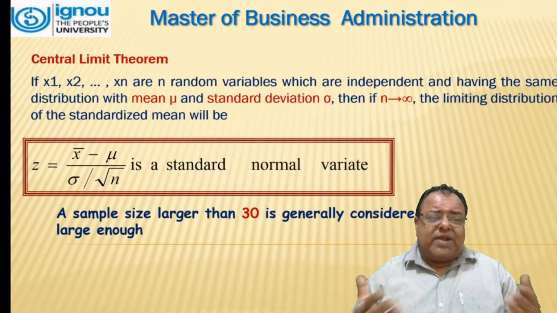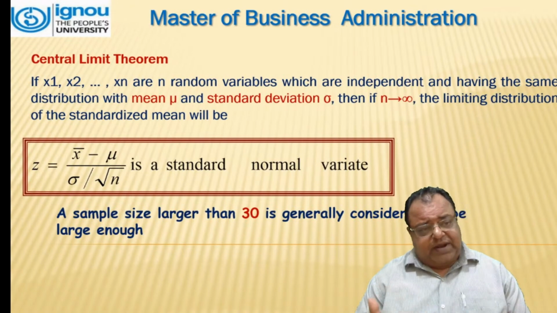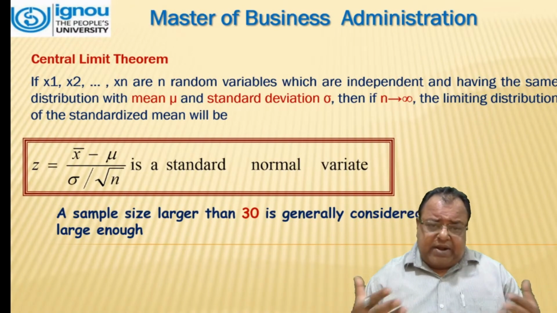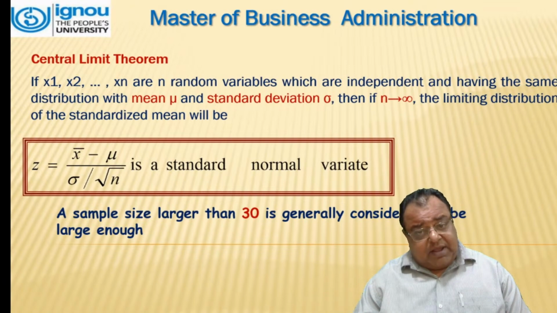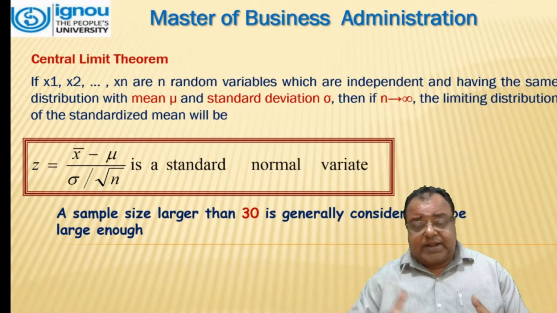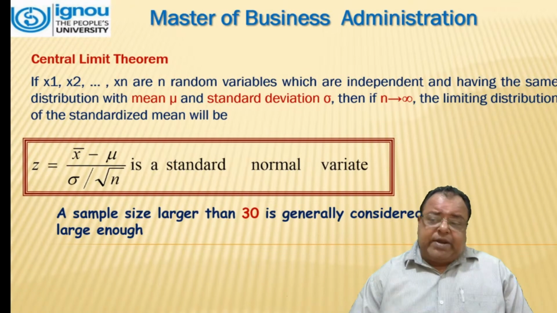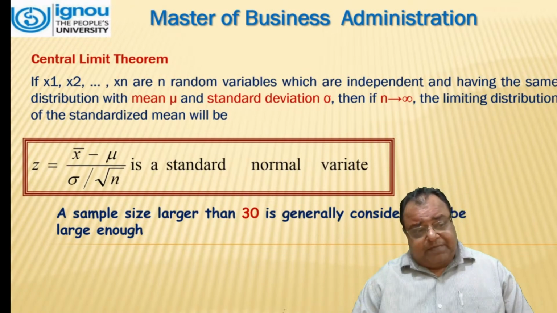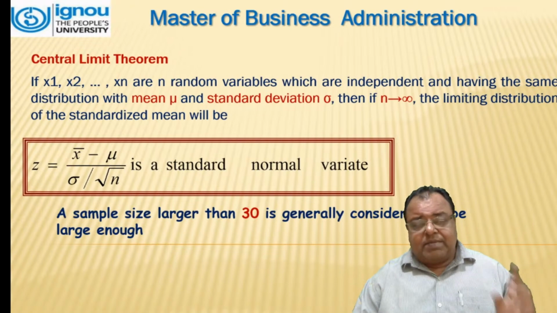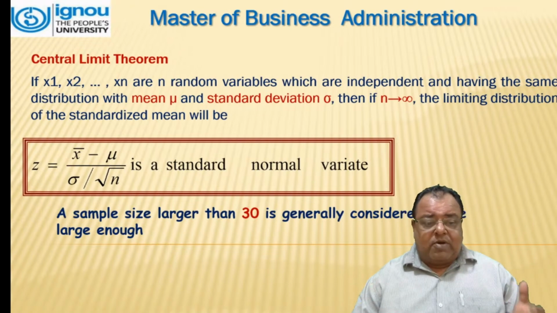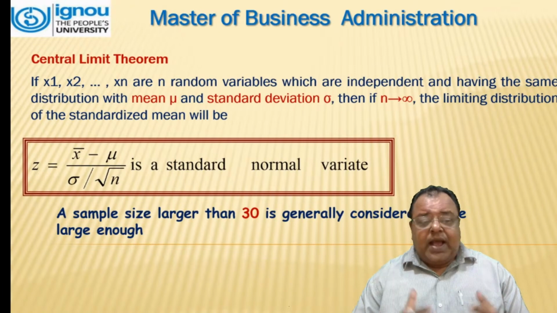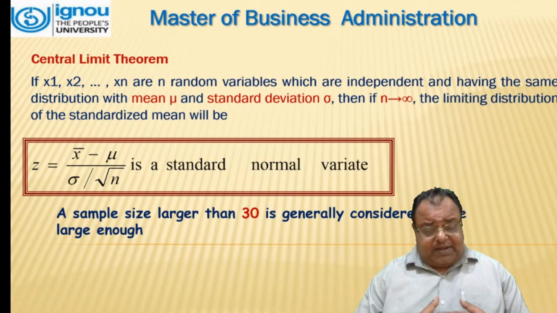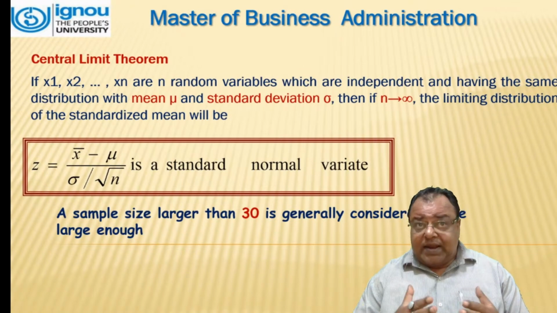Now, we move on to the next part, that is the central limit theorem. If x1, x2 till xn are n random variables which are independent and have the same distribution with mean mu and standard deviation sigma, and n tends to infinity because n is too large, the limiting distribution of the standardized mean will be z equal to x bar minus mu divided by sigma upon under root n, which is a standard normal variate. A sample size larger than 30 is generally considered to be large enough.